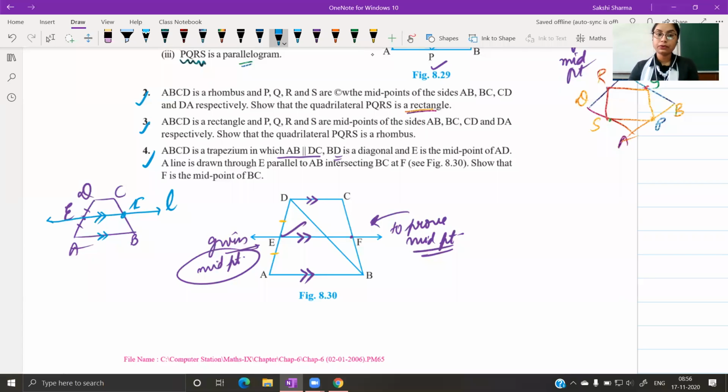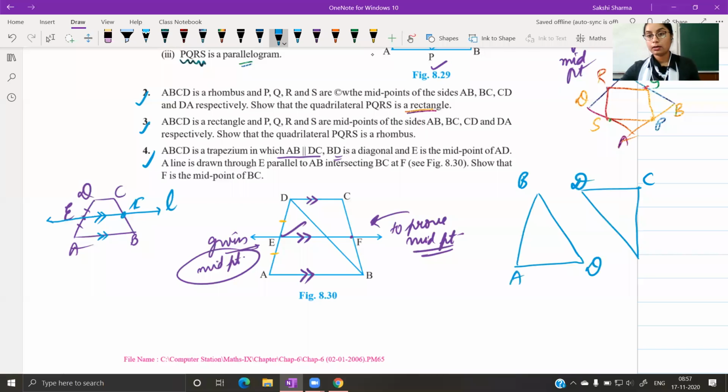Now, you can see the difference in the 2 figures. There is just one difference, that the diagonal is not given in the one that I have drawn myself. So in that case, you will make a construction. You will write down construction to draw one of the diagonals. So right now they have done something for you. They have drawn the diagonal, and because of this diagonal, you actually get 2 triangles. That's why this diagonal is important here.